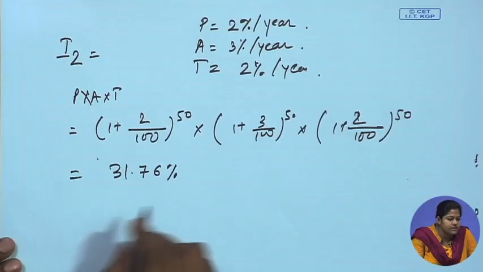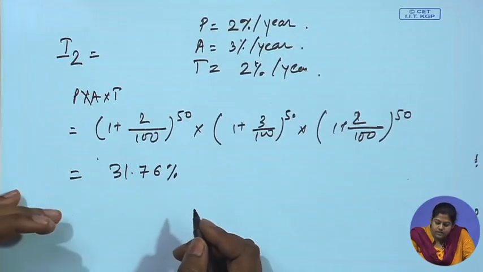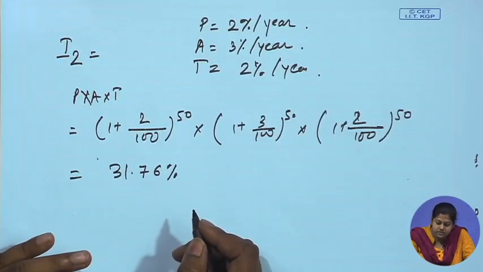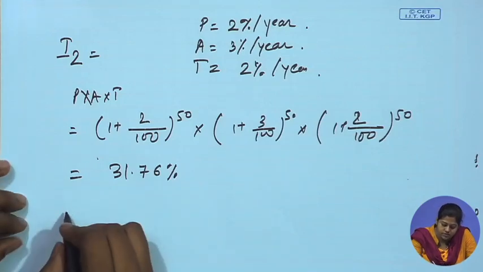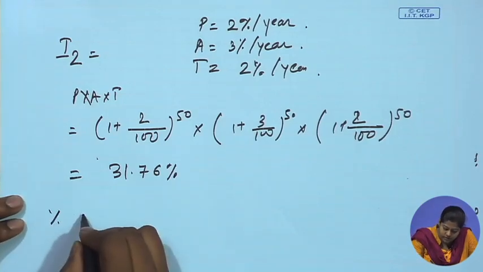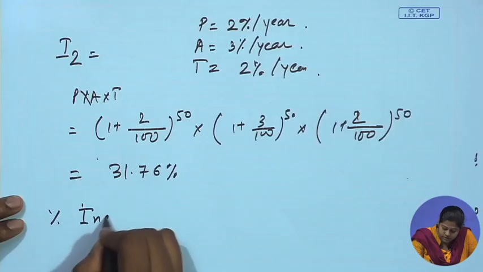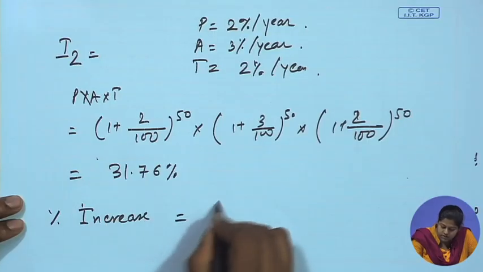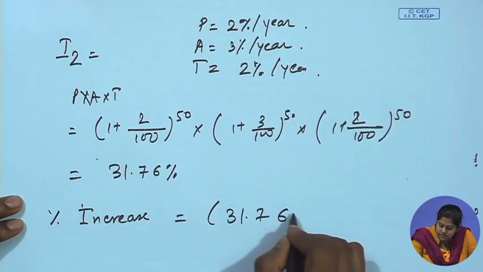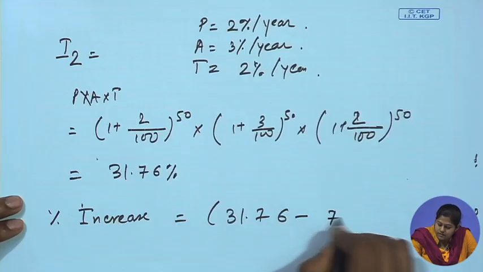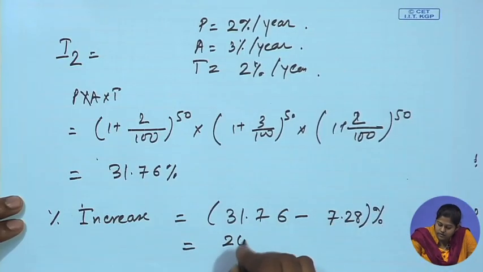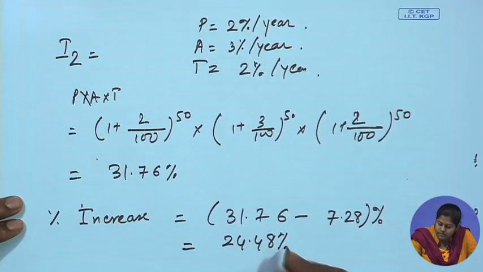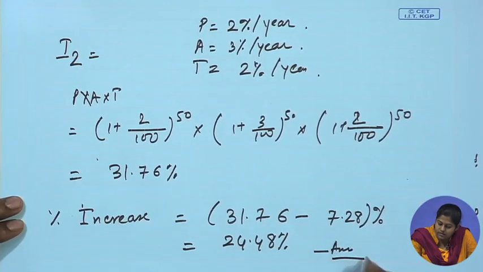31.76%. Now it has been asked what is the percentage increase or decrease due to the changes in population, affluence and technology. So we can calculate the percentage increase as 31.76 minus 7.28%, so it will become 24.48%. So this is our final answer.